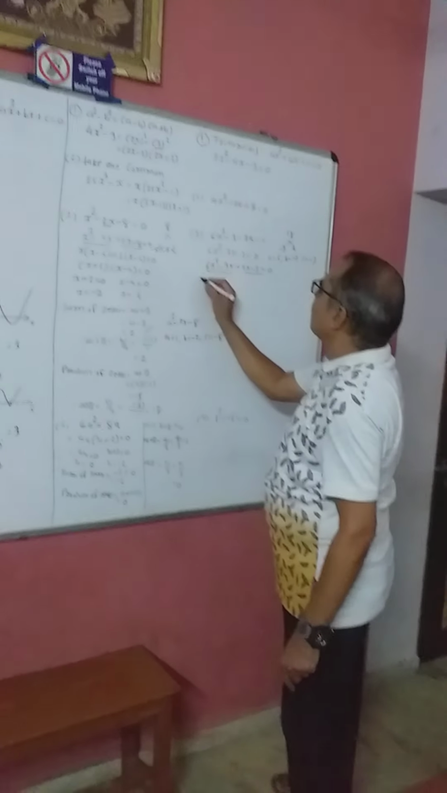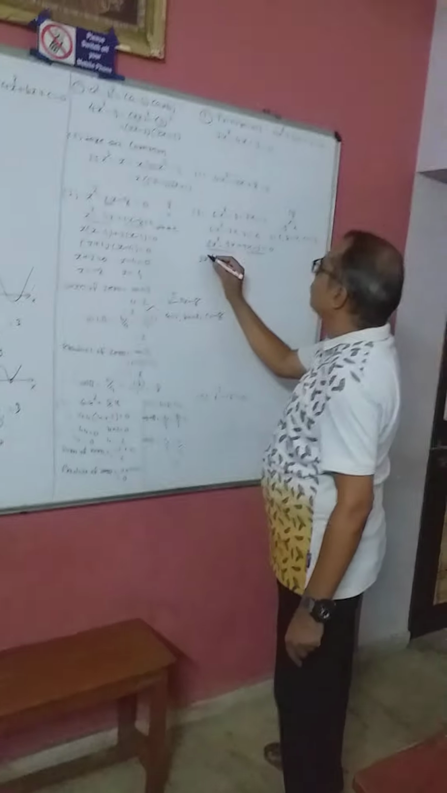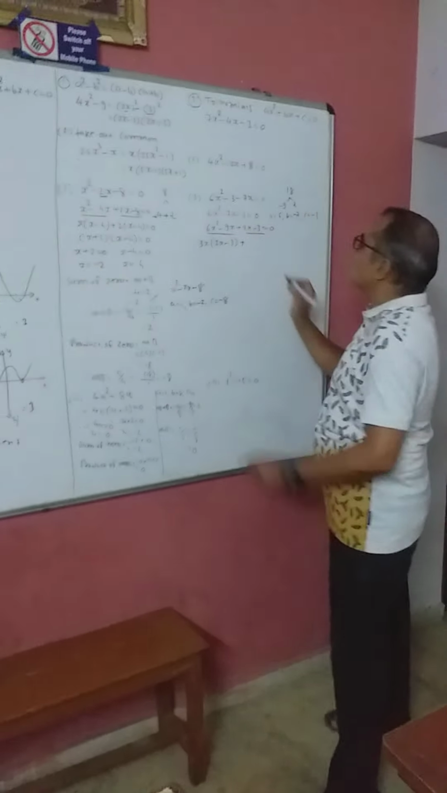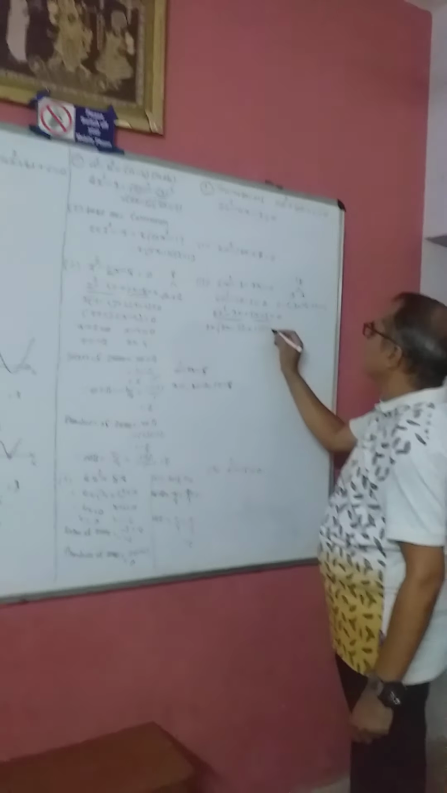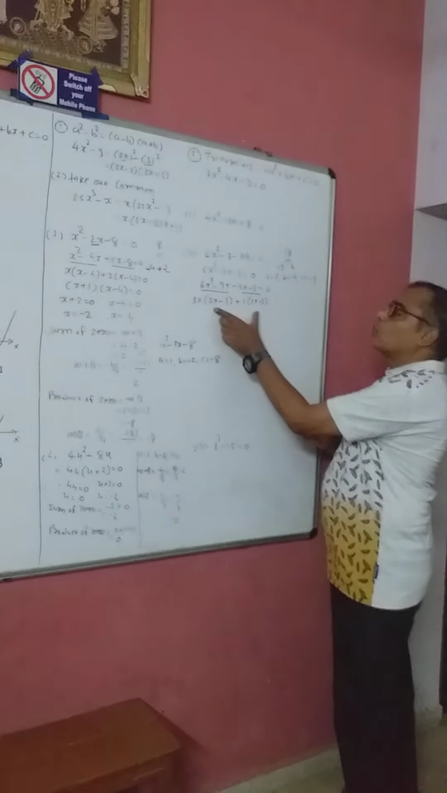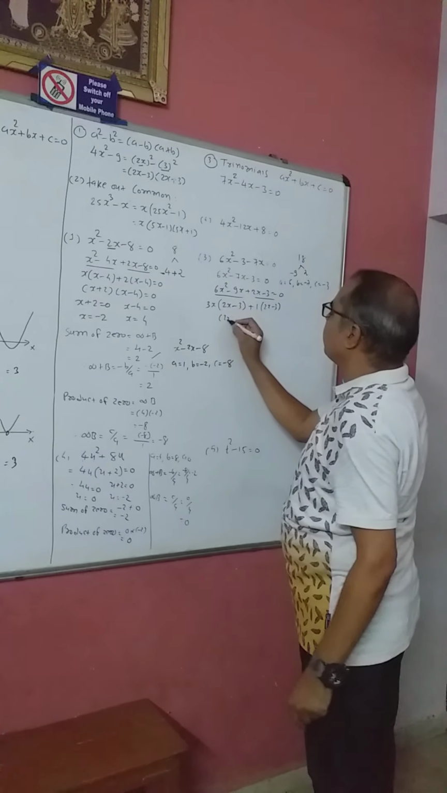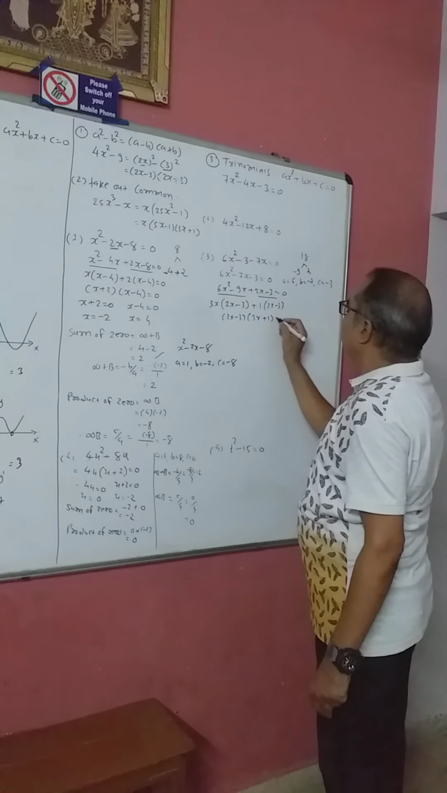Common. 6 and 3 come in the 3's table. X square and x, so x is the lesser power. 3 2s are 6, 3 3s are 9. There is no common, it means 1. You have to take out 1. 2x minus 3. See here, both brackets should be the same in trinomials. Take this one bracket and collect the common, 3x plus 1, and that is 0.